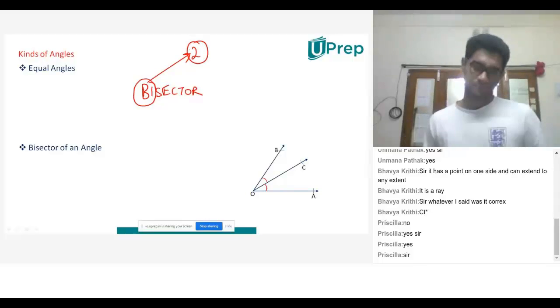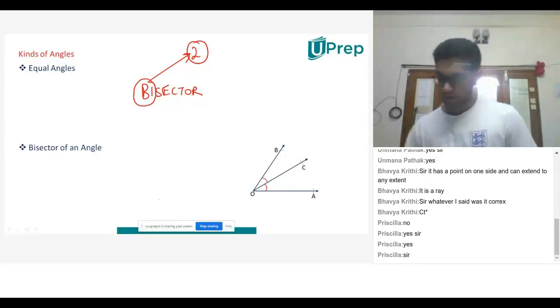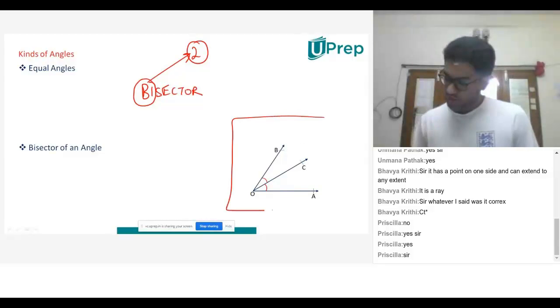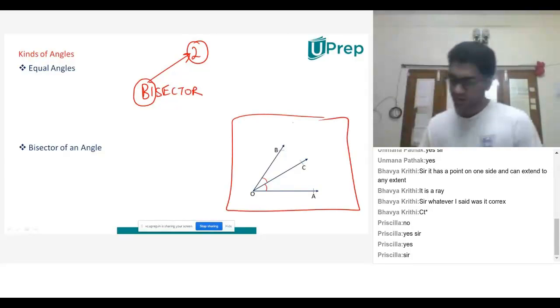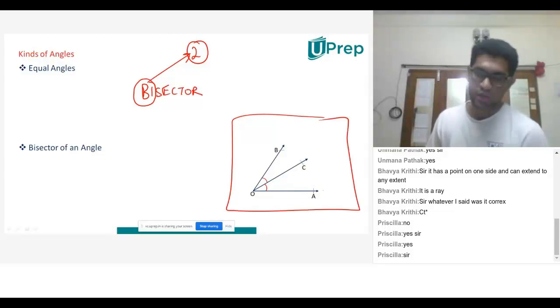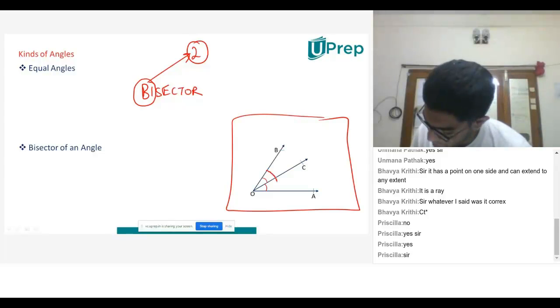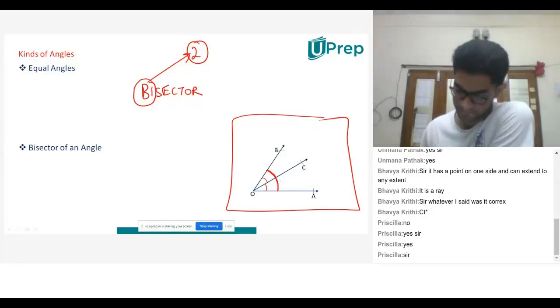Brilliant. Now if I look at this, what can I figure out? OA is one ray, OC is one ray, and OB is one ray. Correct? OB and OA are making an angle. You guys agree with me? Yes, sir.